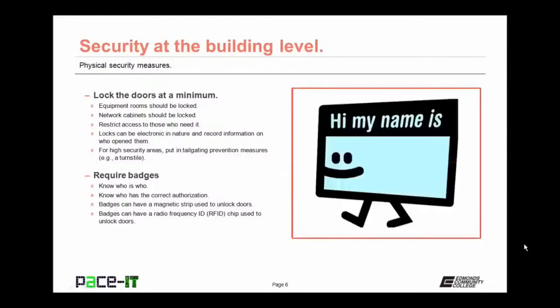Now, we talked about electronic locks. You might want to consider using electronic locks that are activated by badges. The good thing about using badges is you then know who is who. You can look at a badge and see who has authorization to be in an area if the badge is configured correctly. Now, the badges can have a magnetic strip in them, which can be swiped to unlock doors. Some badges have an RFID chip, radio frequency identifier chip, in them, which can also be used to unlock doors.